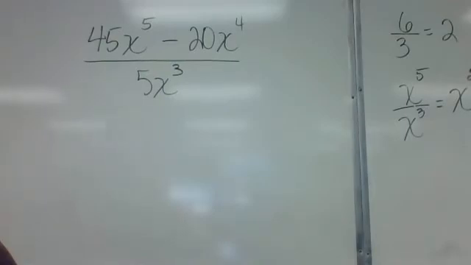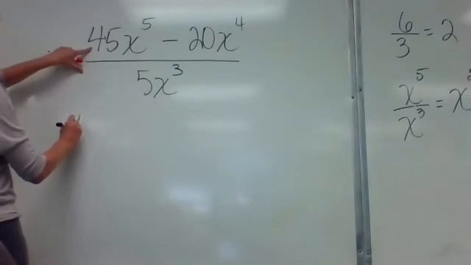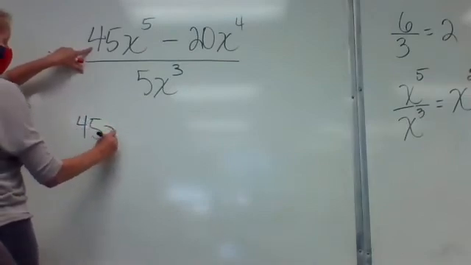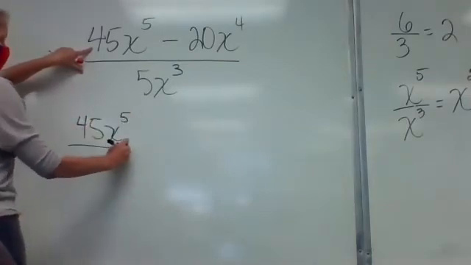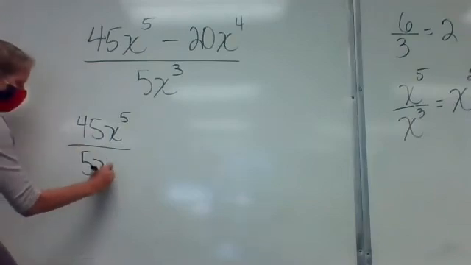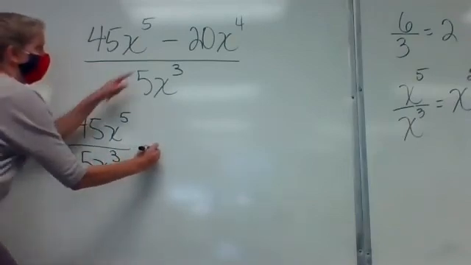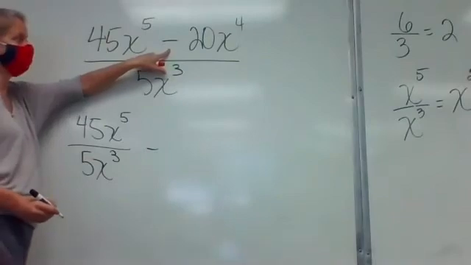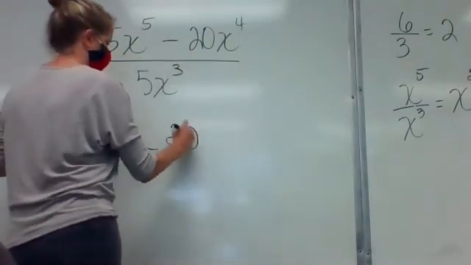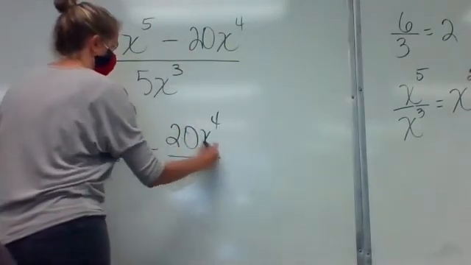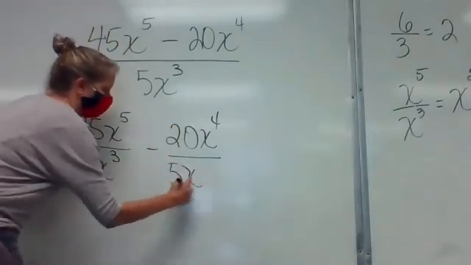Okay, so I'm going to go ahead and rewrite it first. Even though it takes a little bit of extra work on the front end of the problem, it just makes it easier to see what's happening. So I'm going to rewrite it as 45x to the fifth over 5x to the third, then minus 20x to the fourth over 5x to the third.